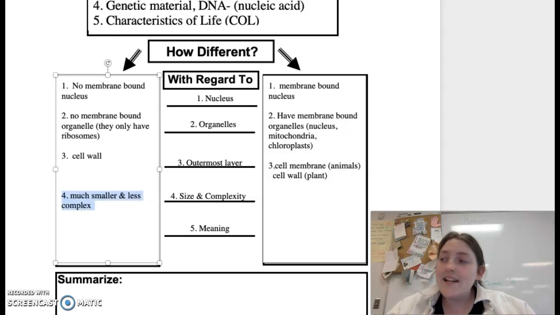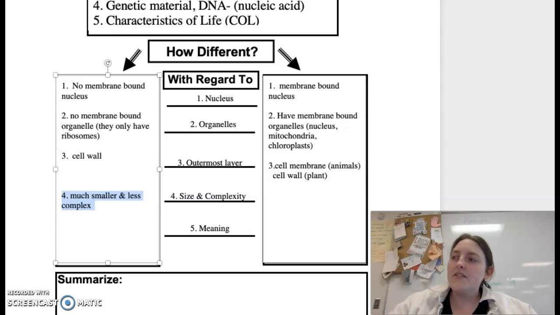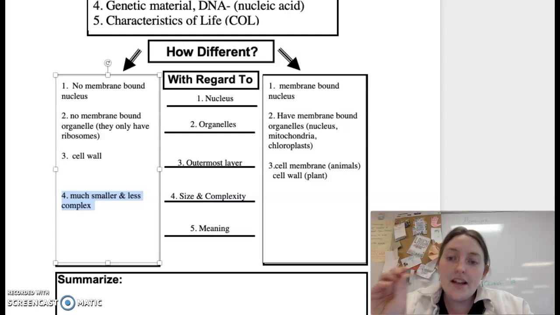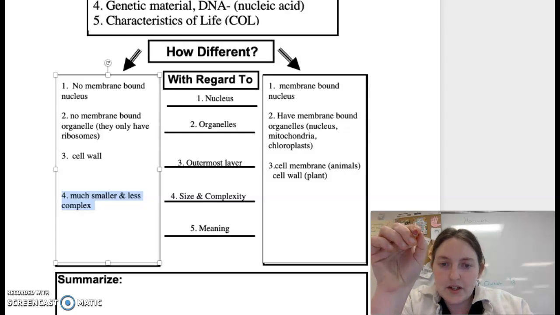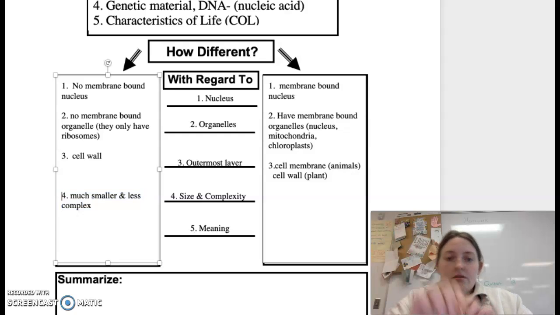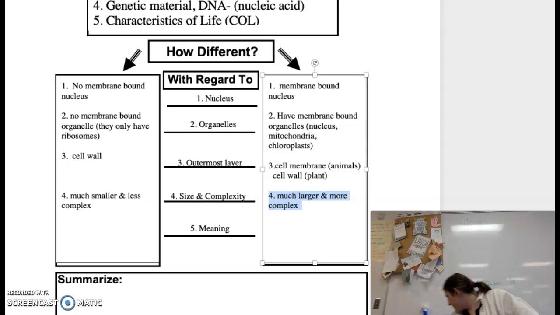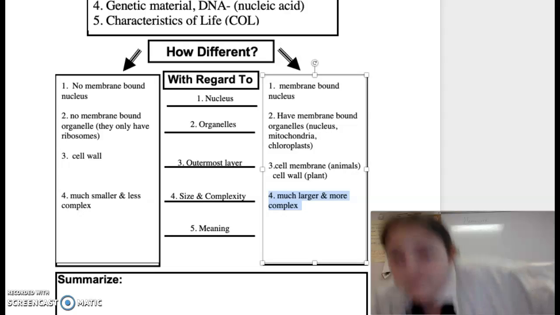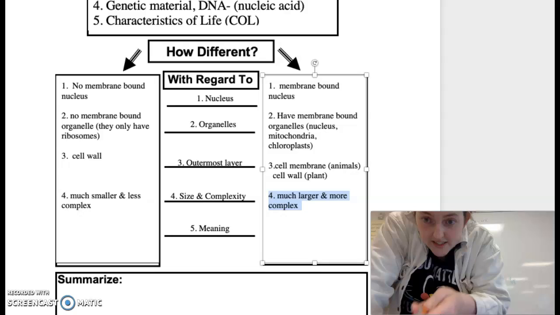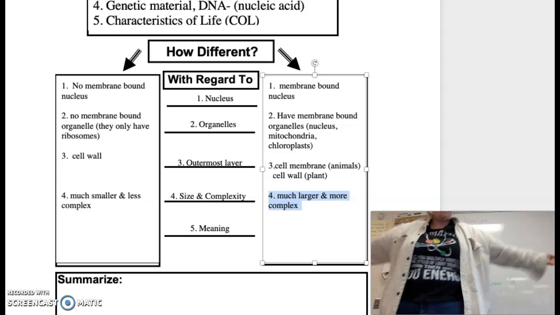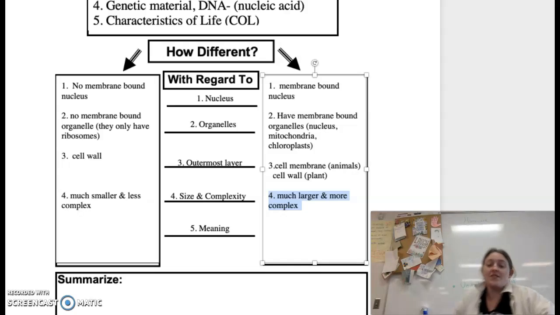Prokaryotes are teeny tiny, itsy bitsy things. If I were to give you an example, let's just pretend the end of this little pencil eraser is my teeny tiny prokaryote. Eukaryotes are much larger and more complex. So that would be saying, well, me. Teeny tiny, itsy bitsy pencil. Me. Big difference in terms of size and complexity.